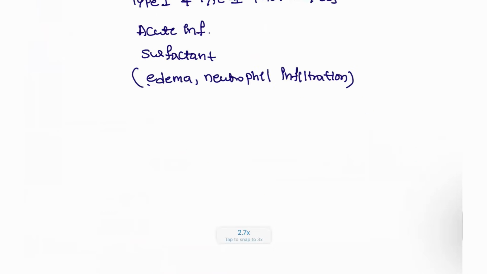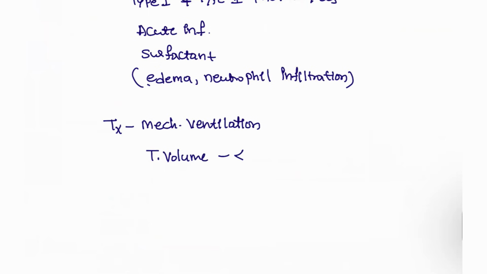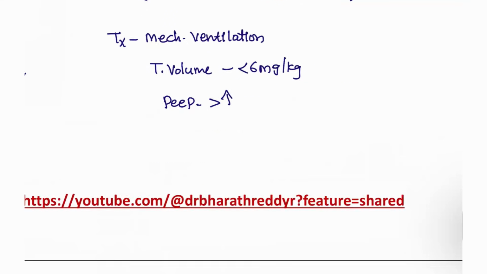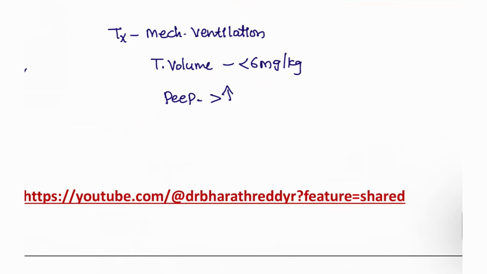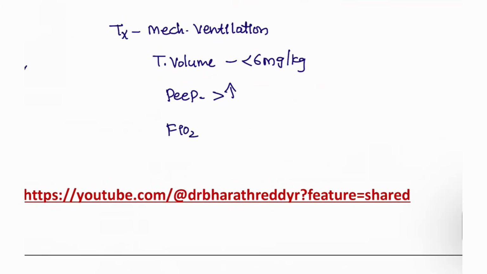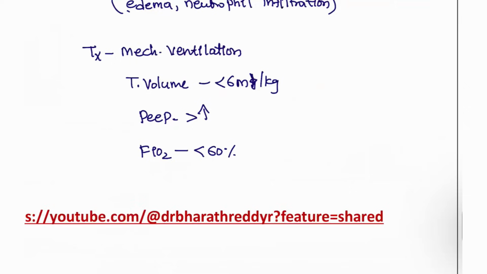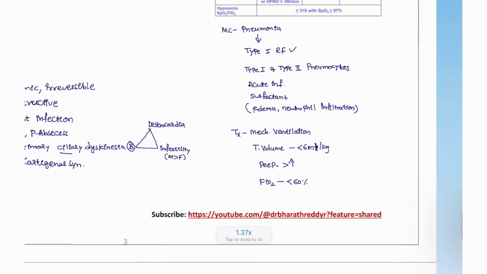Then what is the treatment of choice for this patient? The treatment will be mechanical ventilation. The mechanical ventilation settings: tidal volume should be less than 6 ml per kg, and next, coming to the PEEP, it should be increased from the normal pressures. Also, you have to check this patient's FiO2 and maintain it at less than 60%. This is the therapy that you have to give for this patient. Okay, 6 ml, sorry. So this is how the mechanical ventilation settings should be maintained for these patients.